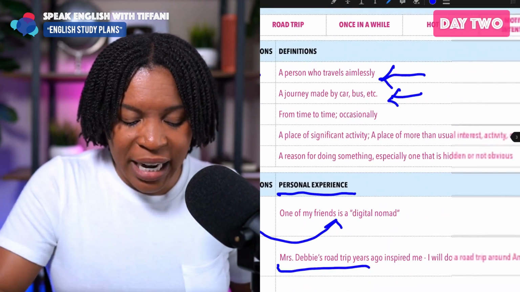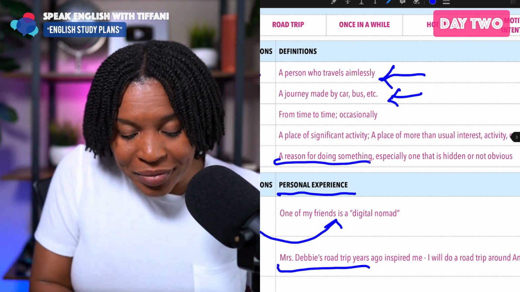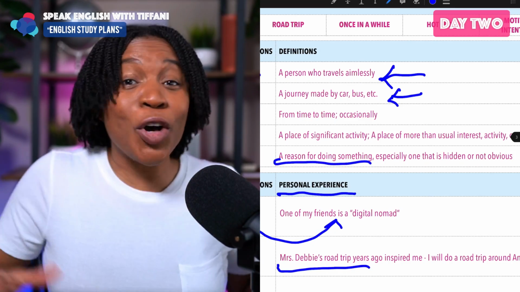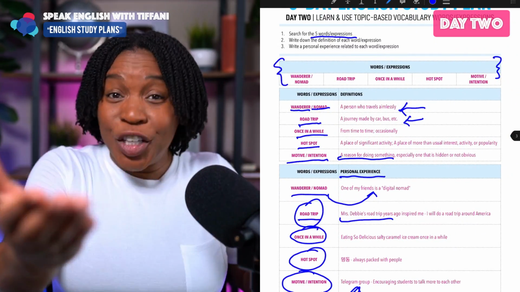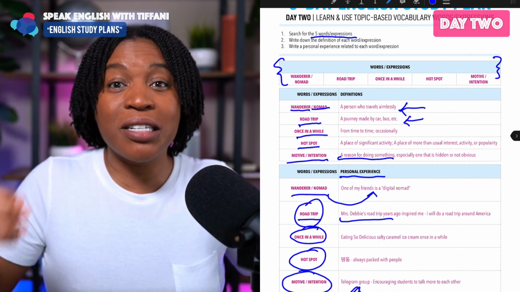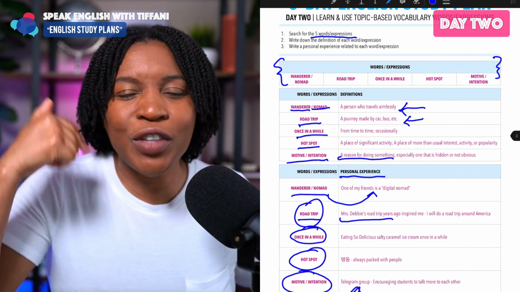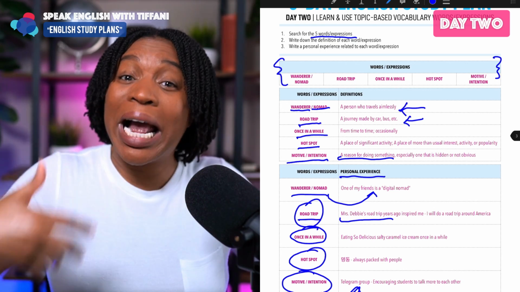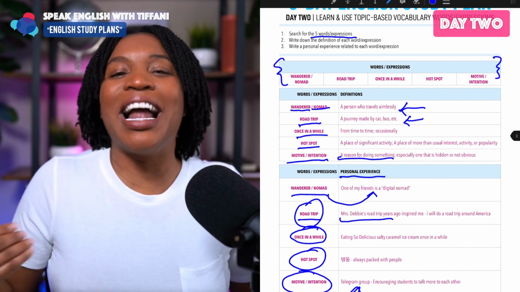What does that word mean? A reason for doing something. So now, again, if I, like you as an English learner, if I was trying to remember these words and expressions, now I'd have all of these personal experiences that would help me remember them a lot easier.